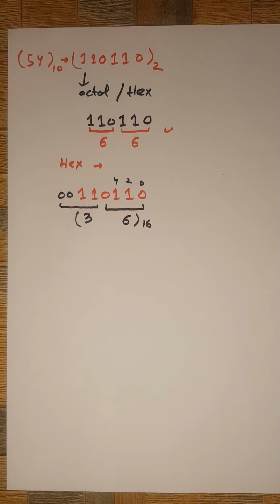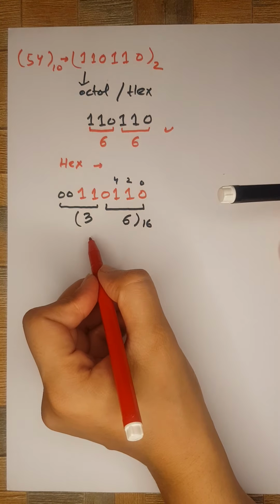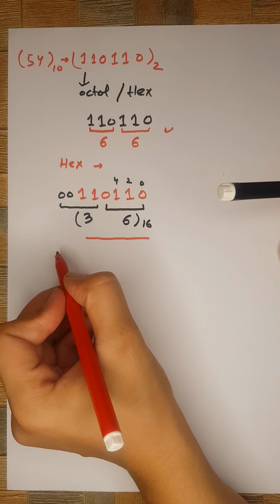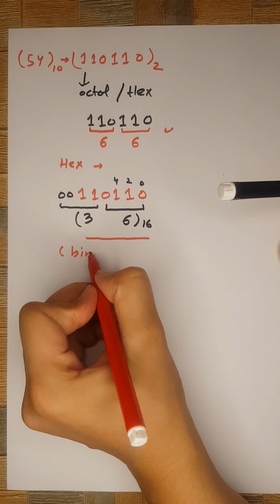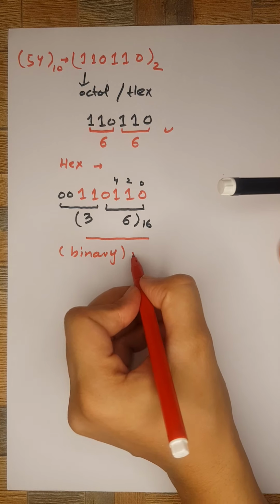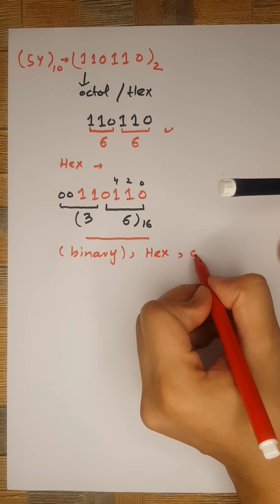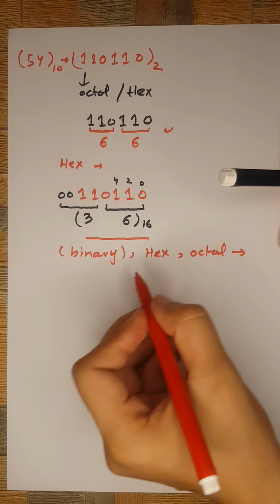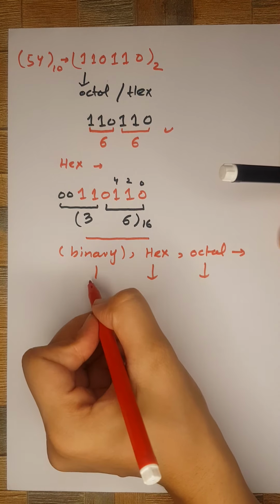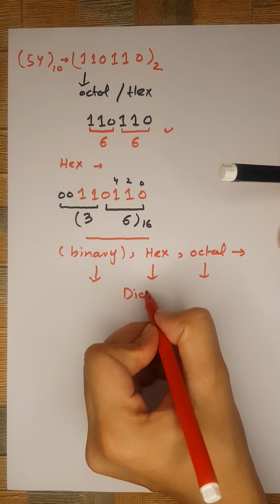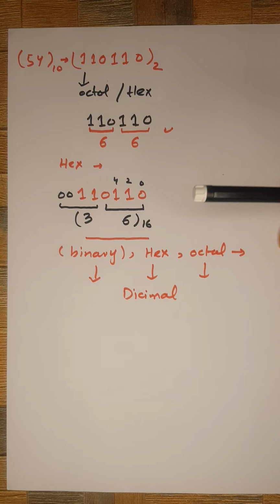I hope you are clear now how to convert any decimal number into the different bases. Fine. Now let's perform the reverse task, in which we are given numbers in different bases, like binary, hex and octal, and we want to convert all these numbers into decimal. The procedure is very simple. Again, we will find their power series summation, and in this way we will be able to convert any given number into decimal.